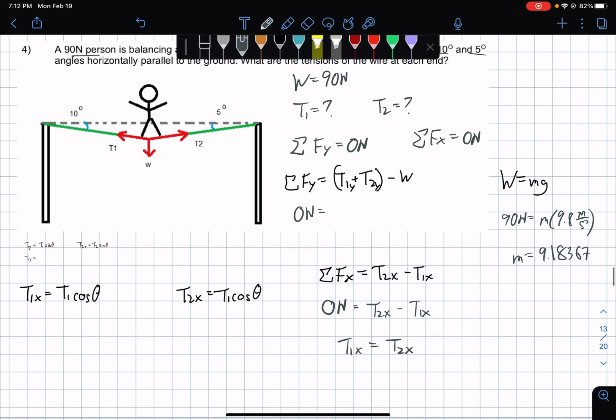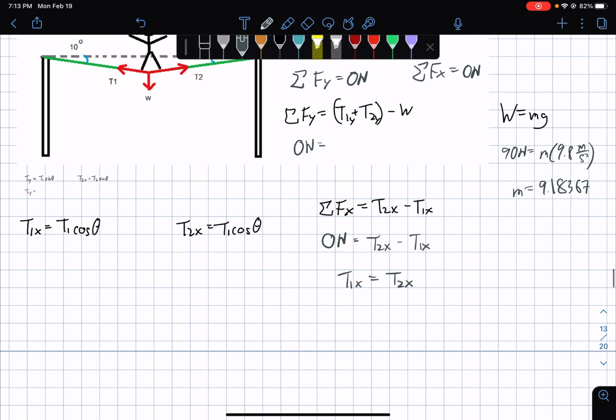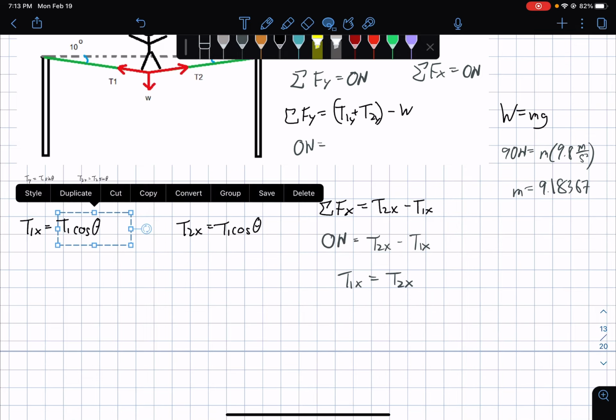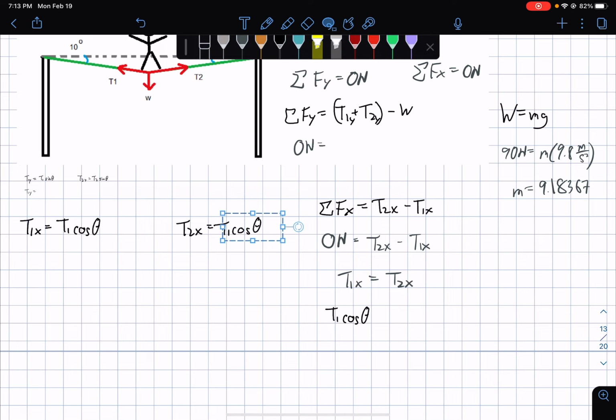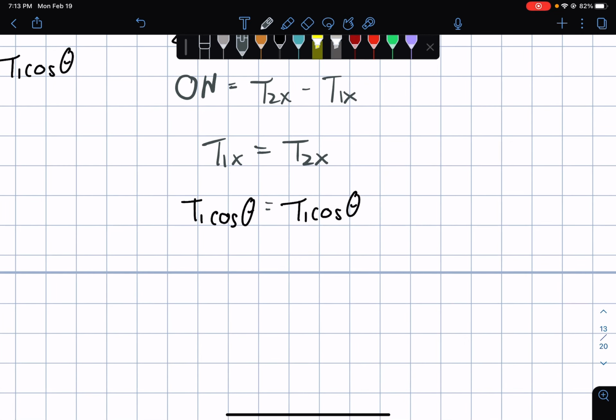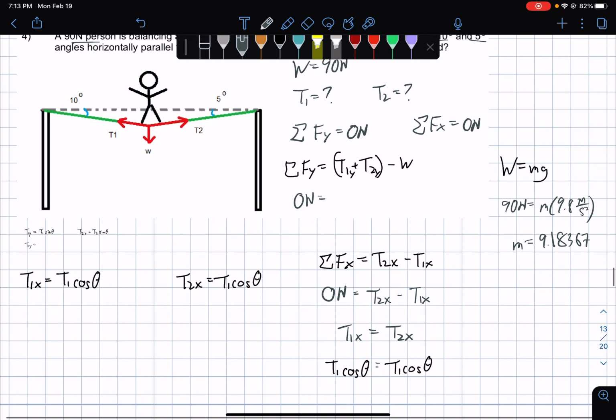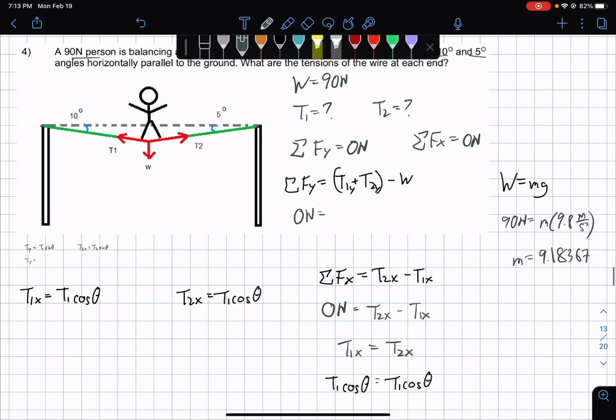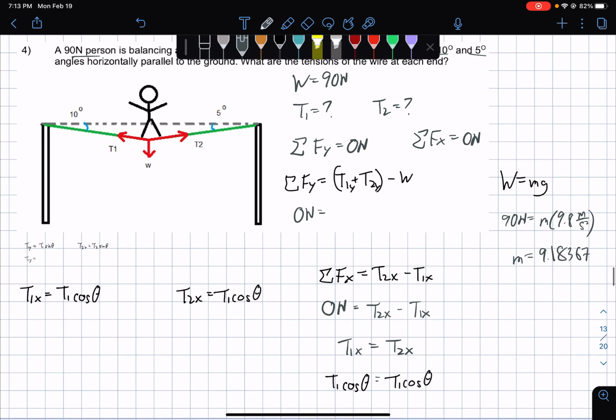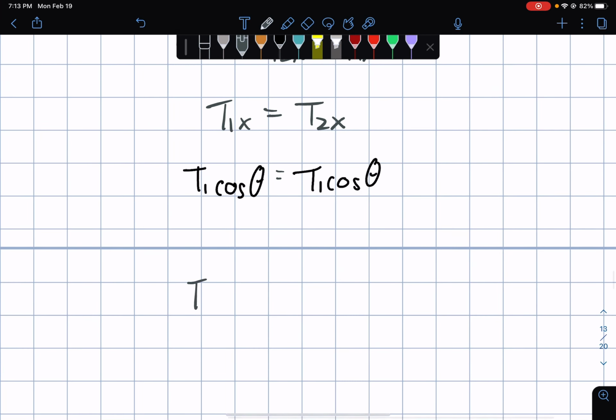So from there, if that is the case, we can say that t1x, which is this one, is equal to t2x, which is this one. So, we do have the angles, but we do not know what t1 is. So 10 degrees and 5 degrees for t1 and t2 respectively. t1 cosine 10 degrees is equal to t2 cosine 5 degrees.